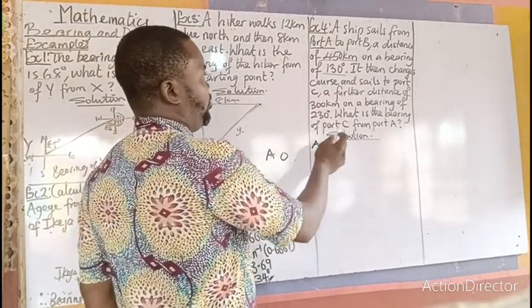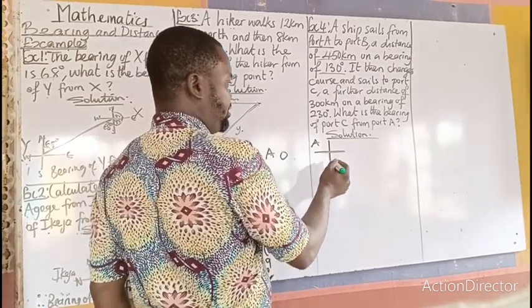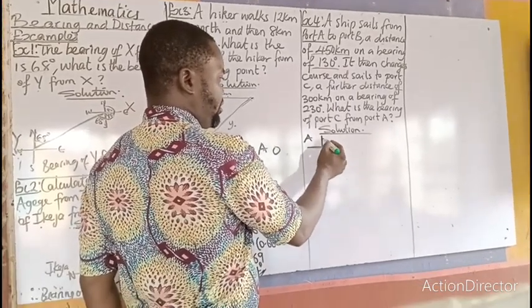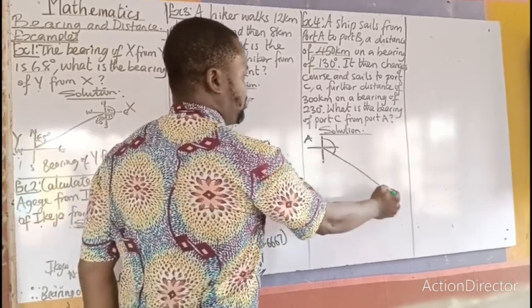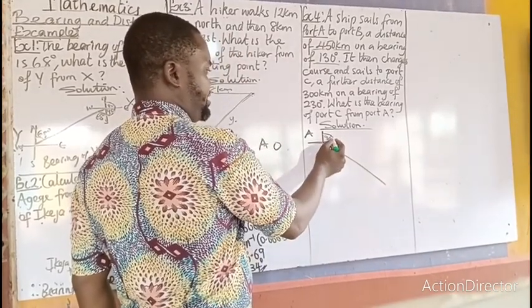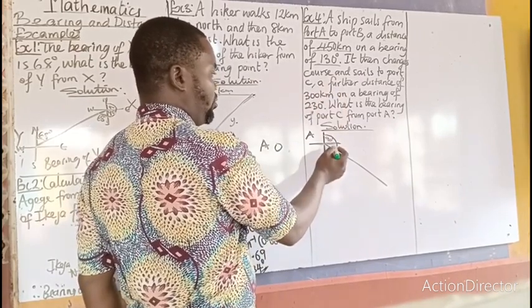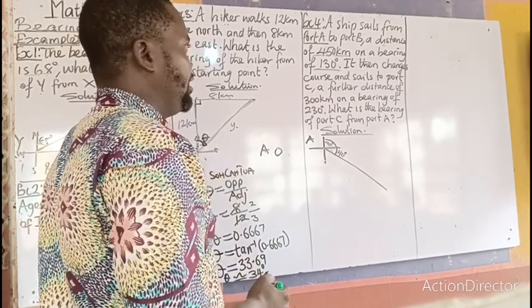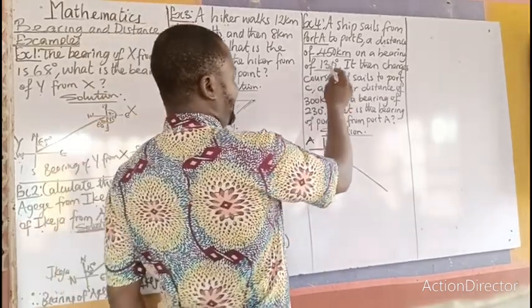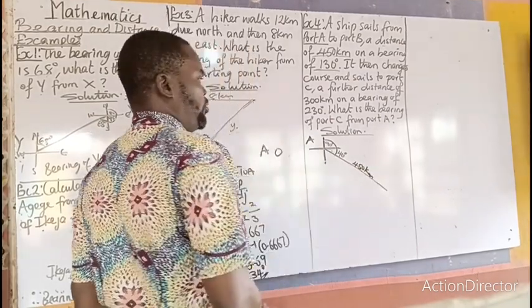From the port A, what are we reading? They say a bearing of 130 degrees. So we are reading 130 degrees. We go to 130 degrees somewhere around here. Is that not so? So now we have 90. How many is remaining for it to become 130? That should be 40 degrees.